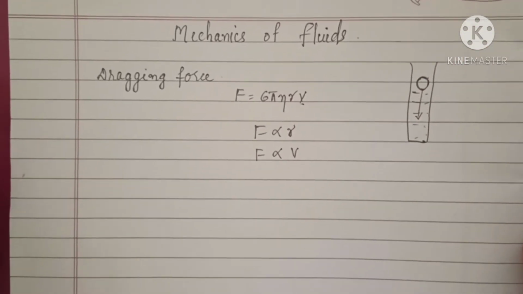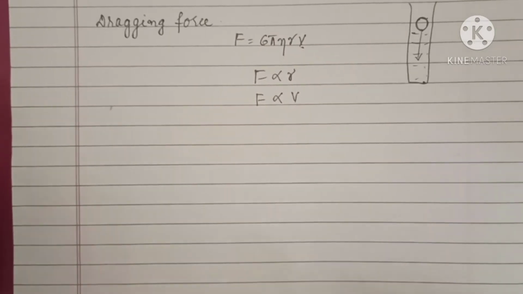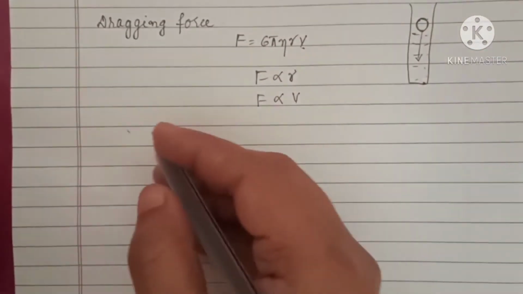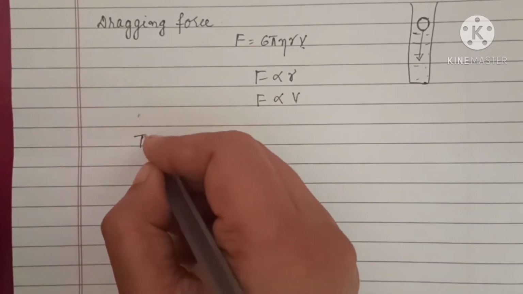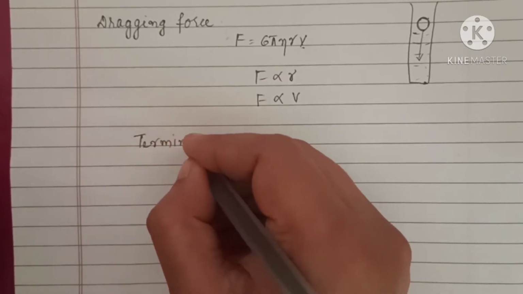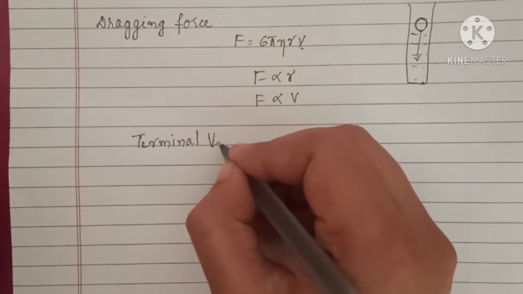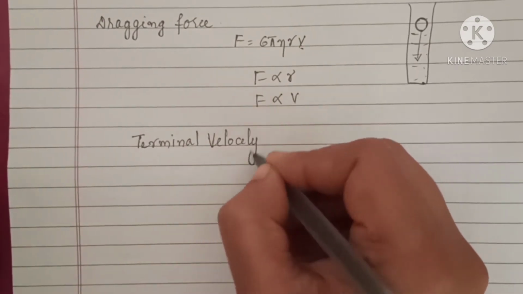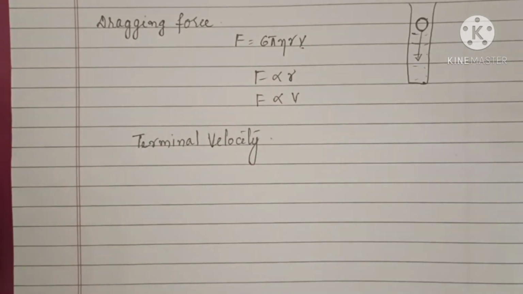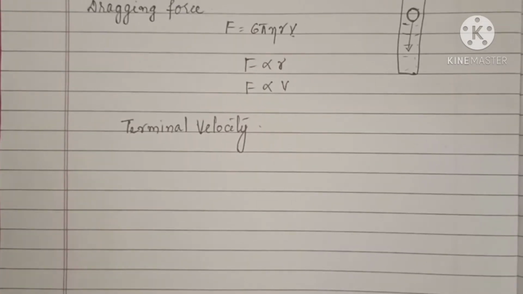Now today we are moving to one of the important topics in this chapter, which is again related to Stokes' law, that is terminal velocity. Terminal velocity. Okay. So when we discuss Stokes' law, we usually use the example of a raindrop.